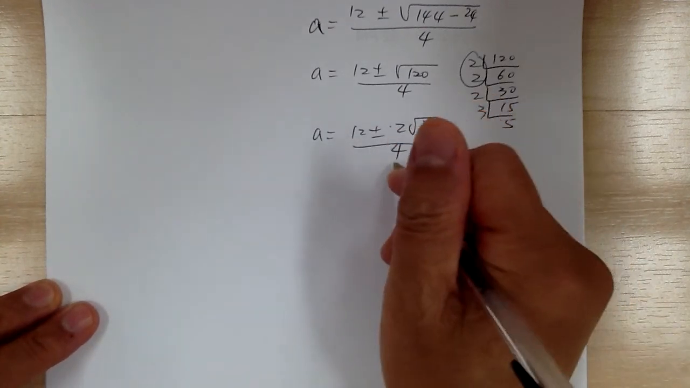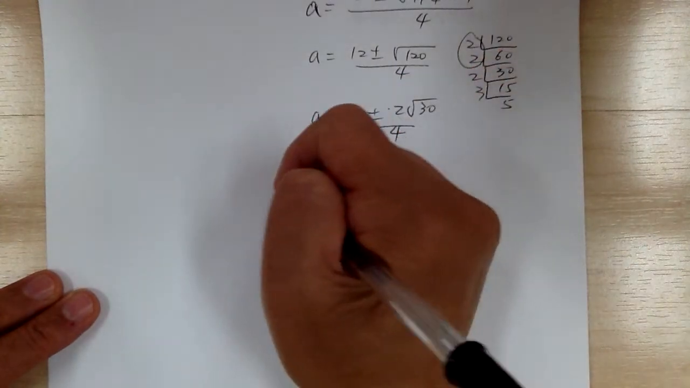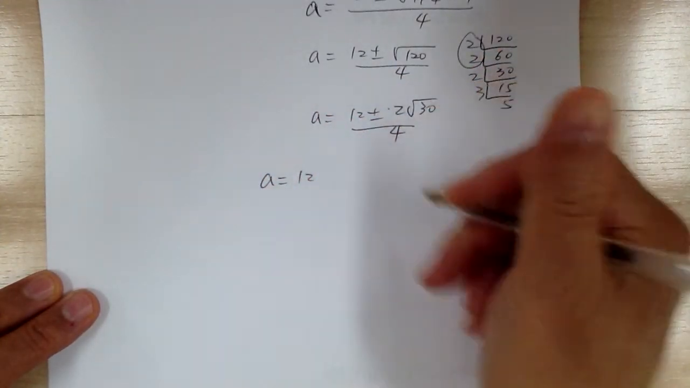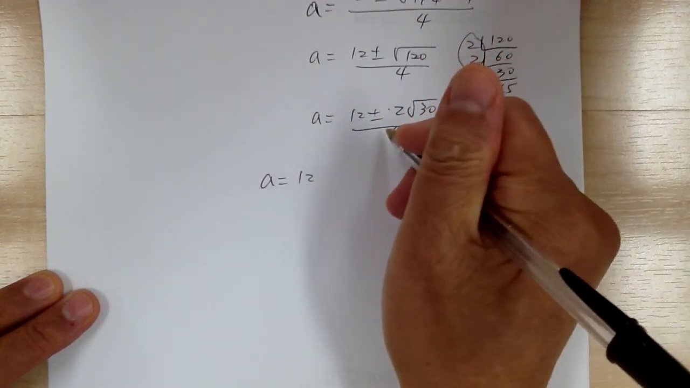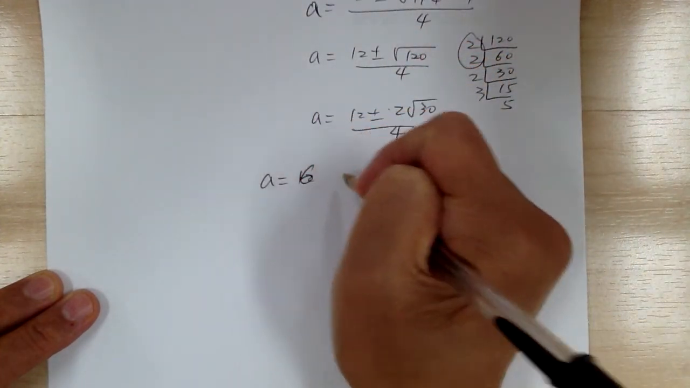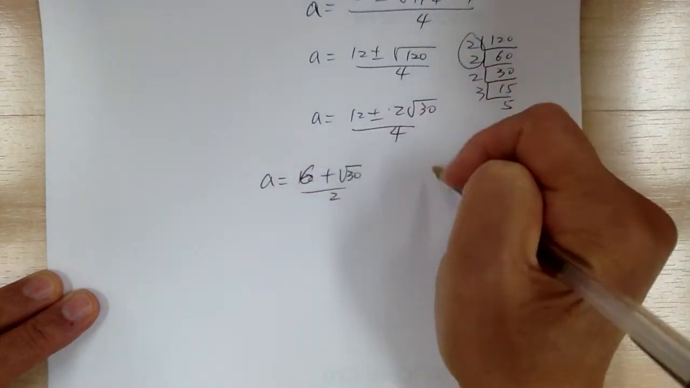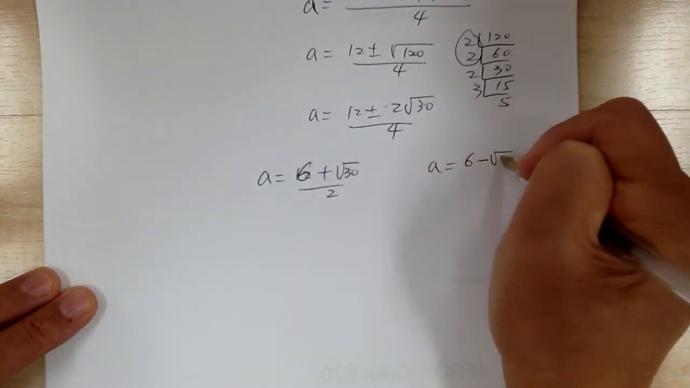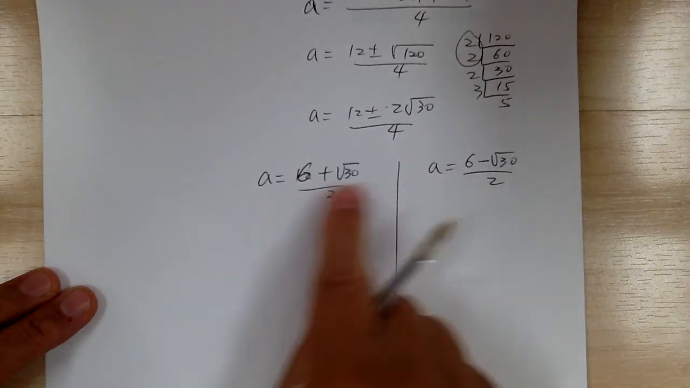Now you need to separate the two parts. Because a can equal 12 plus or minus, separate the two so you can reduce. If you reduce by 2, you get 6 plus the square root of 30 over 2. And a can also equal 6 minus the square root of 30 over 2. So there are two possibilities for a.